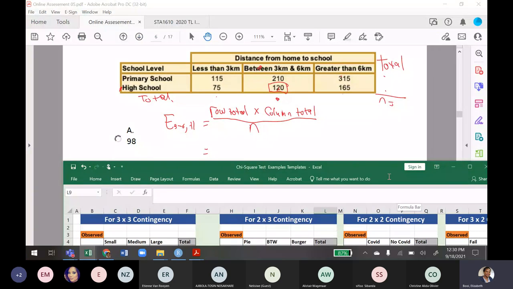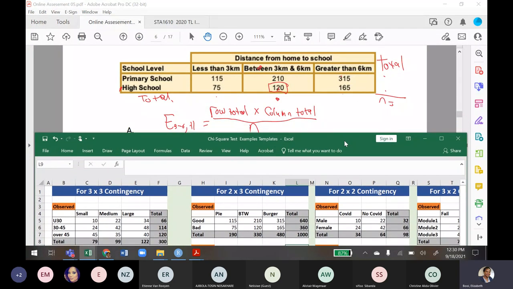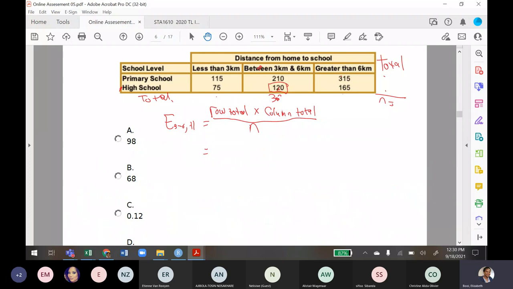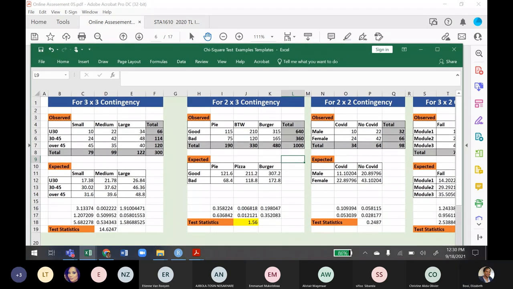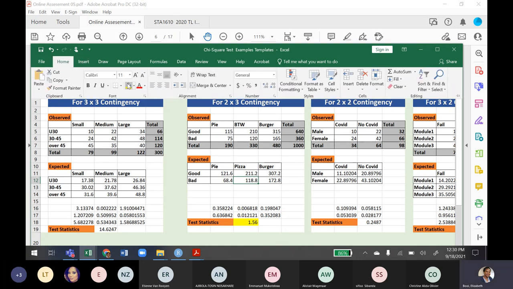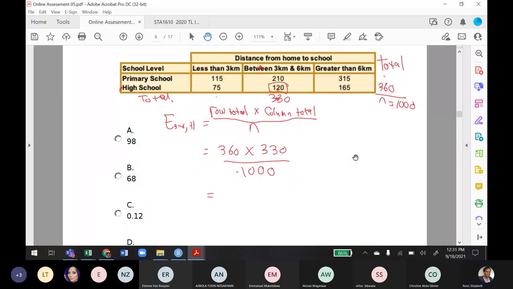I know that when I explain, I use the wrong example. So the total is 330, 360. So in order, the row total is 360 divided by 1,000 times the column total of 330 divided by 1,000, and that should give you the answer. And in this instance, 118 will be the answer.